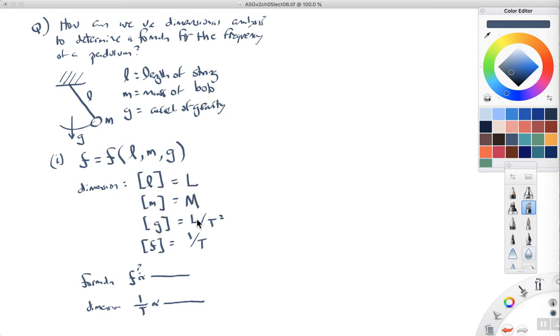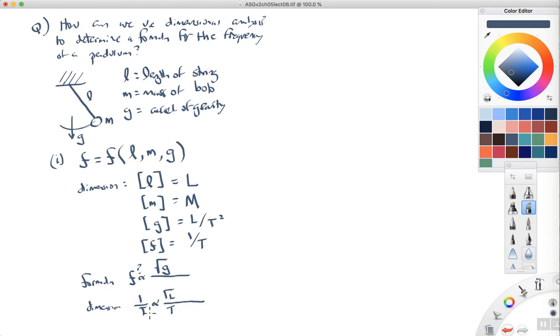Well, g does. It has a dimension of length over time squared. So we would have to perhaps have a square root of g here. That way the square root of g is going to have the dimensions of the square root of length over time. Do you see that? Because the square root of length and then the square root of time squared is time. So if we put a square root of g in the numerator, we will get a dimension of the square root of length over time.